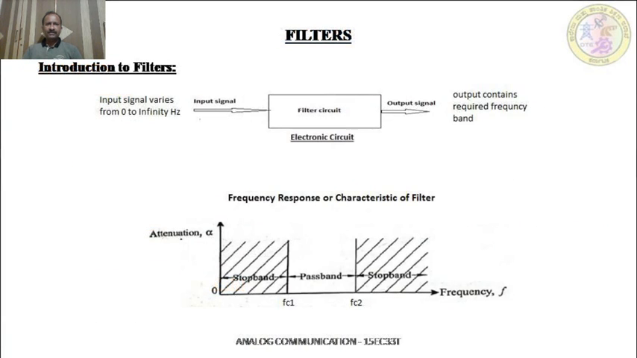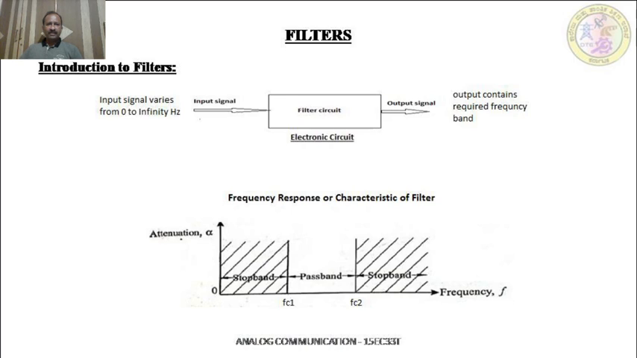Now you are going to study one basic block diagram and its response. From these two things, you can easily understand how our basic filter works. Here you are shown a block diagram of a filter. For any electronic circuit, you need some input, and it is going to produce some output.